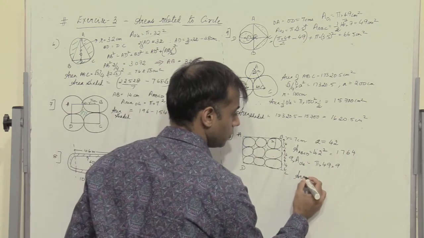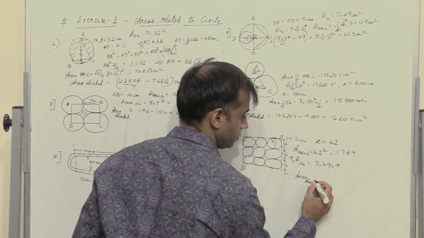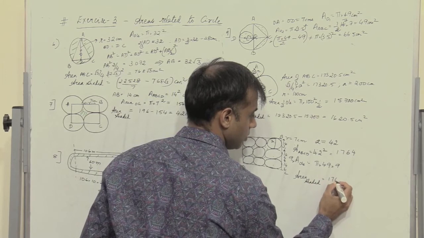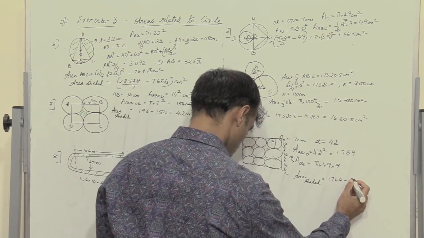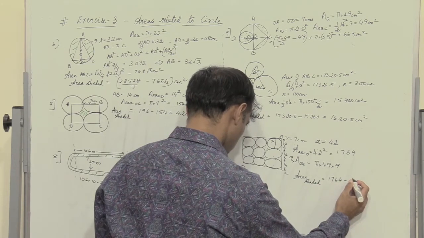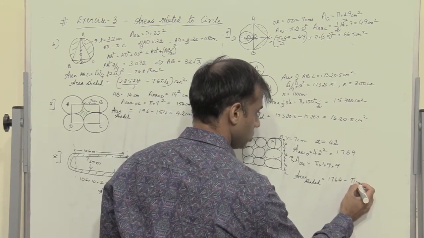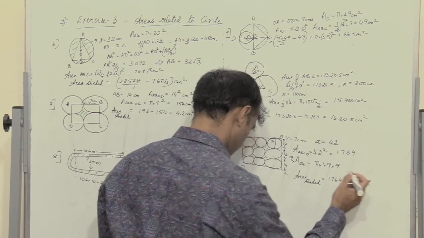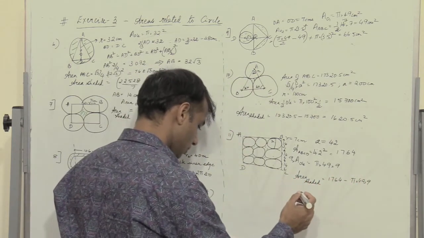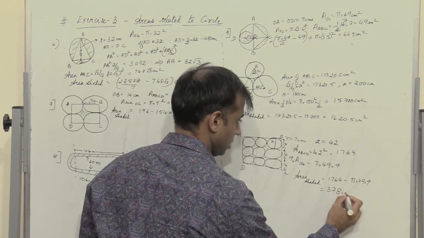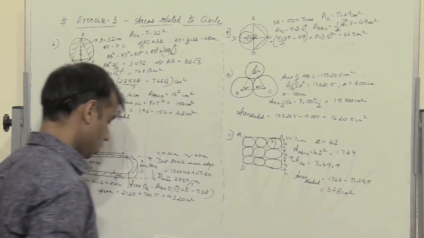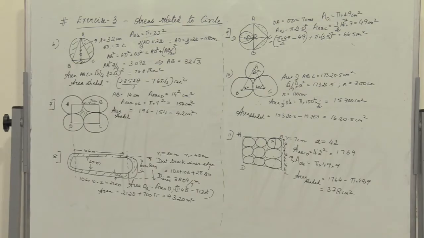So the area of the shaded region is 1764 minus pi into 49 into 9. So we get the remaining value as 378 centimeters square. That is the area of the shaded region.